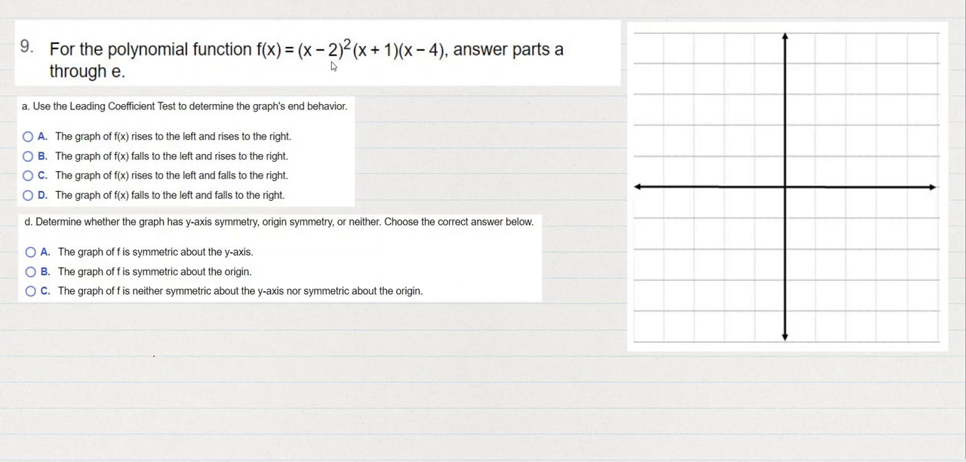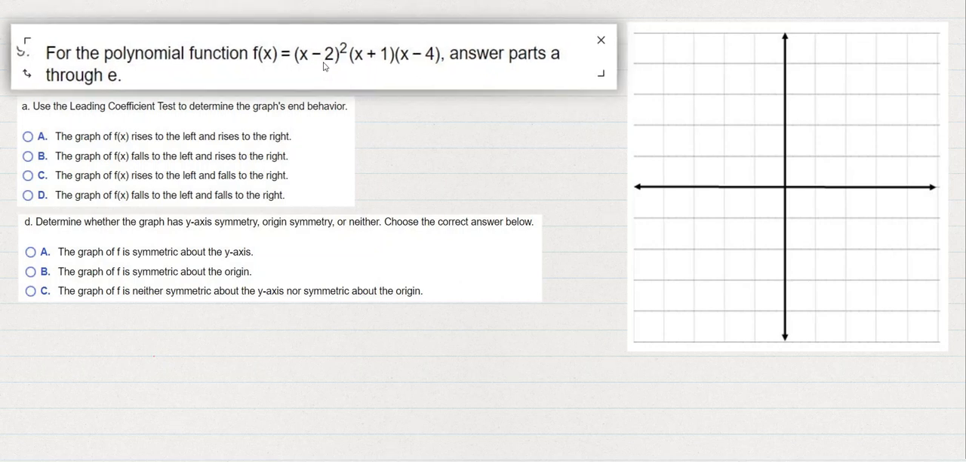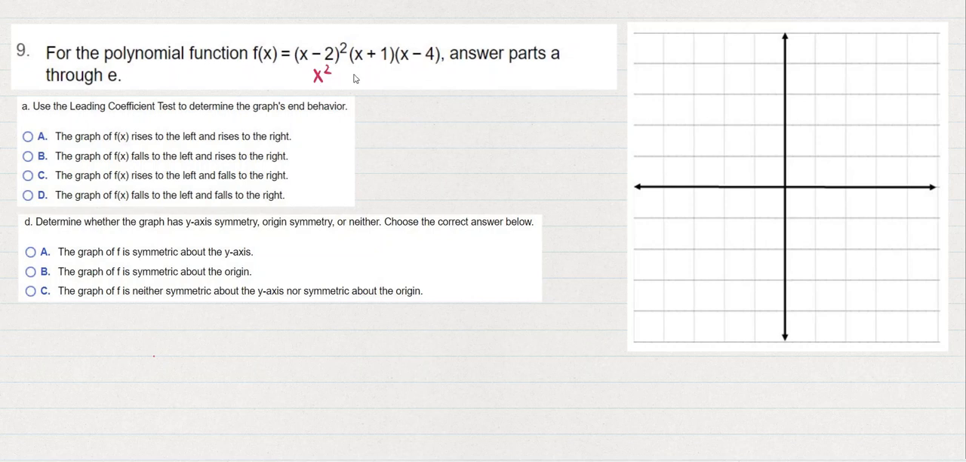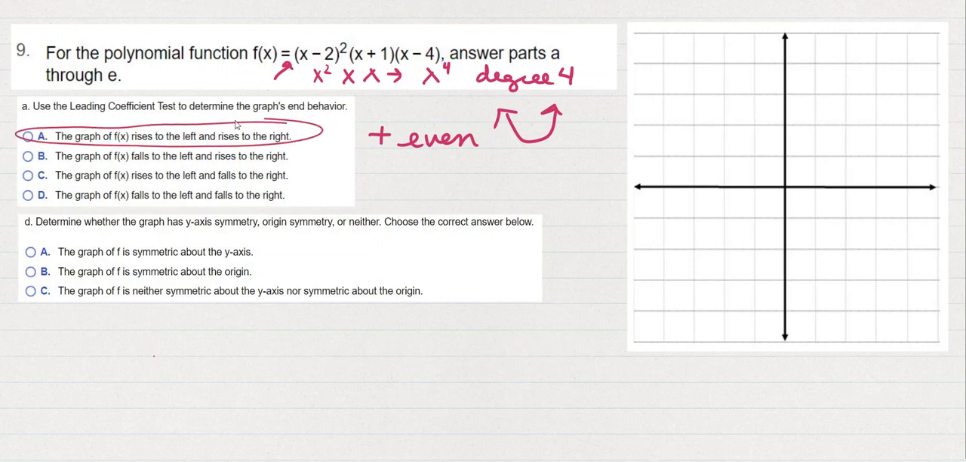Now, if I counted up the degree, we have an x squared times an x times an x. That's going to give us x to the 4th. This is going to give us a degree 4, and the lead term is positive. So it's positive and even. So its end behavior is going to be like that of a parabola. It's going to rise to the left and also to the right.